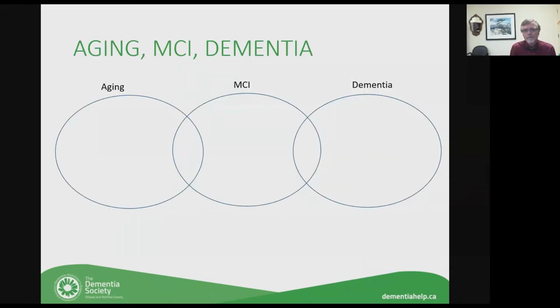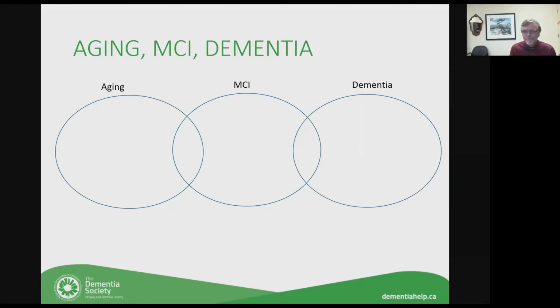So this is probably the most important slide you will see today. And it tries to depict the three general categories we use right now to talk about how the brain can change as we age. So on the left, you have normal aging. In the middle, you have mild cognitive impairment. And on the right, you have dementia.